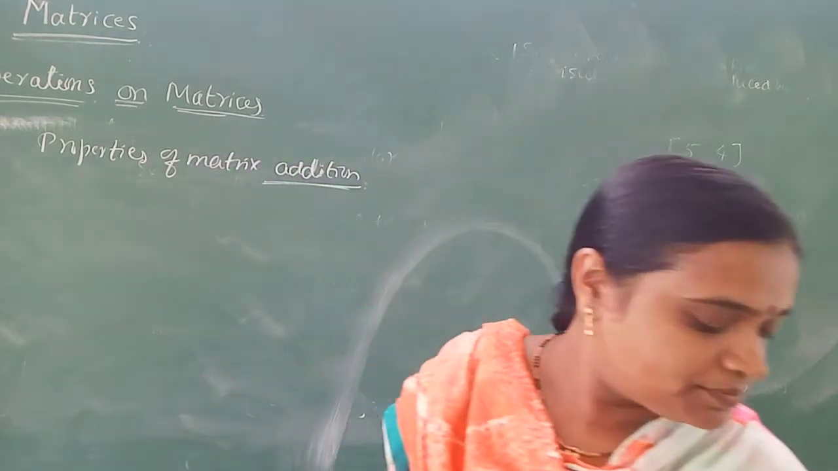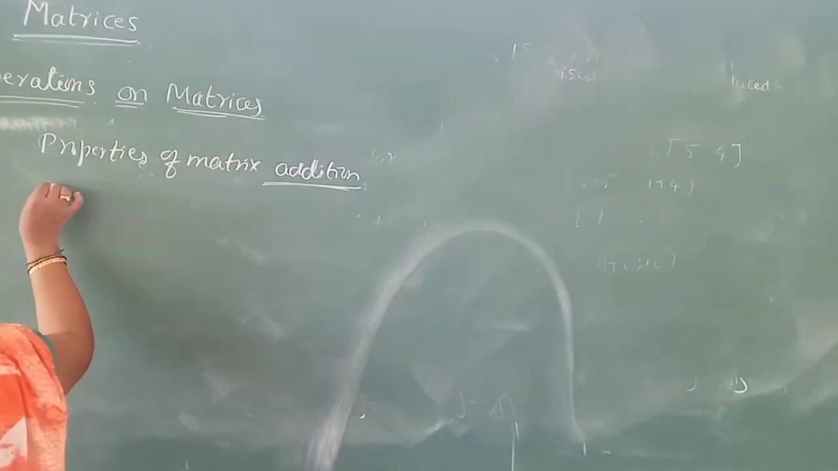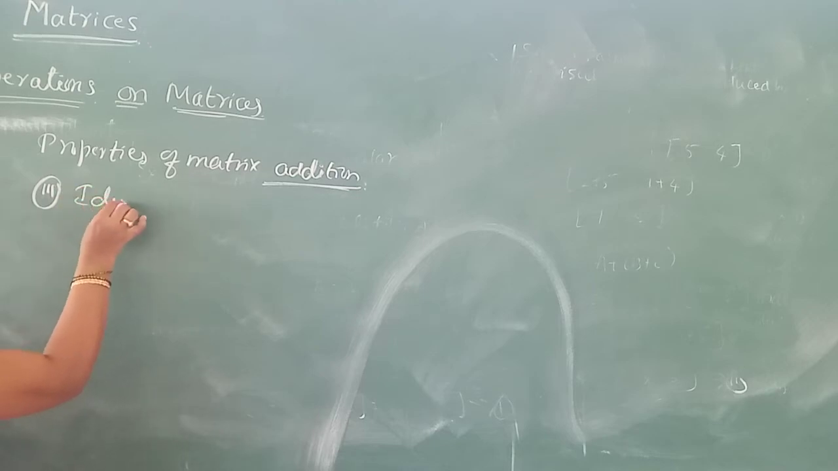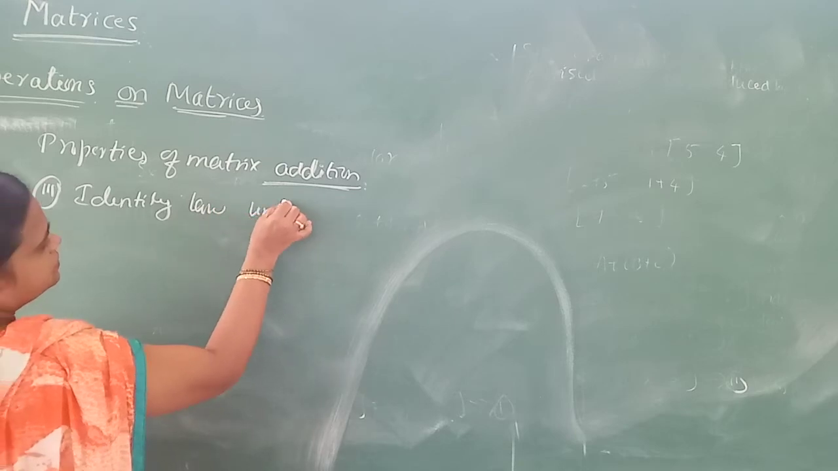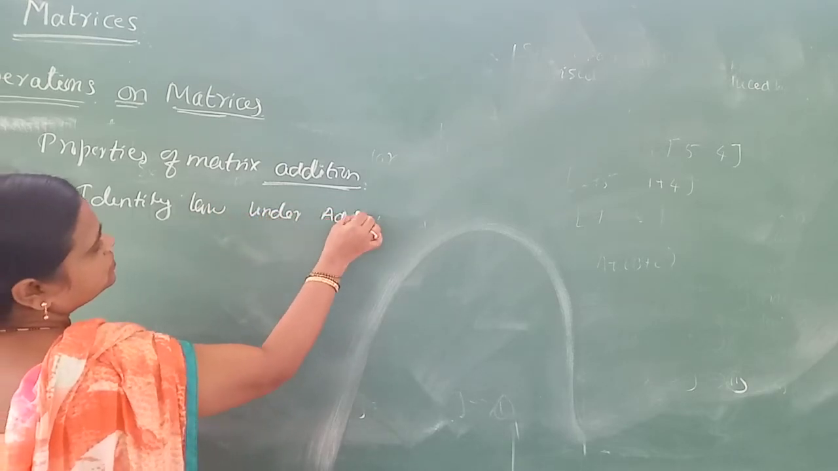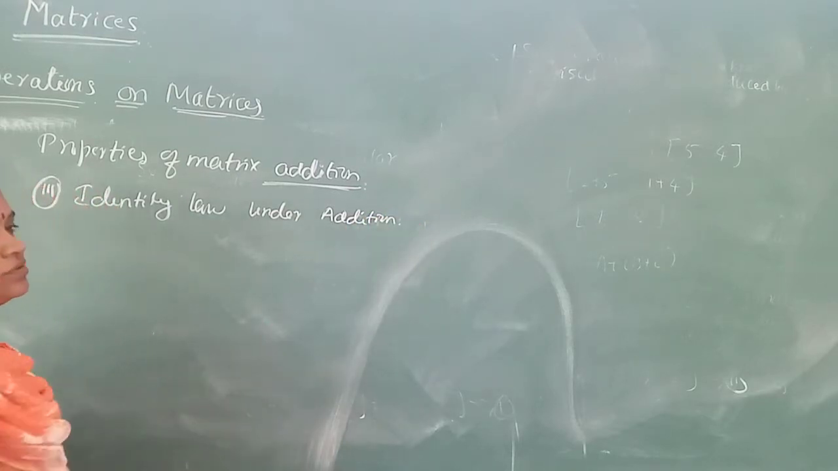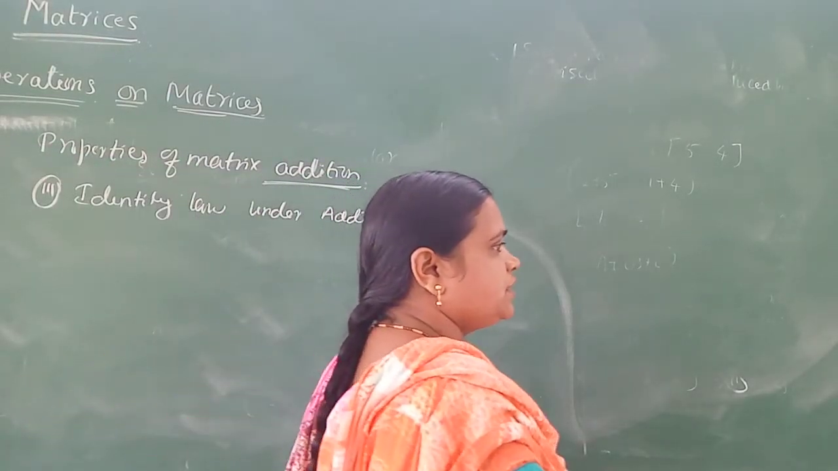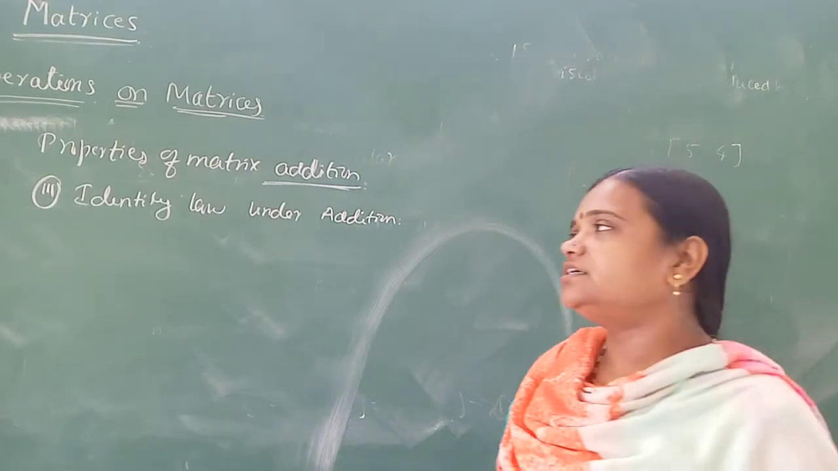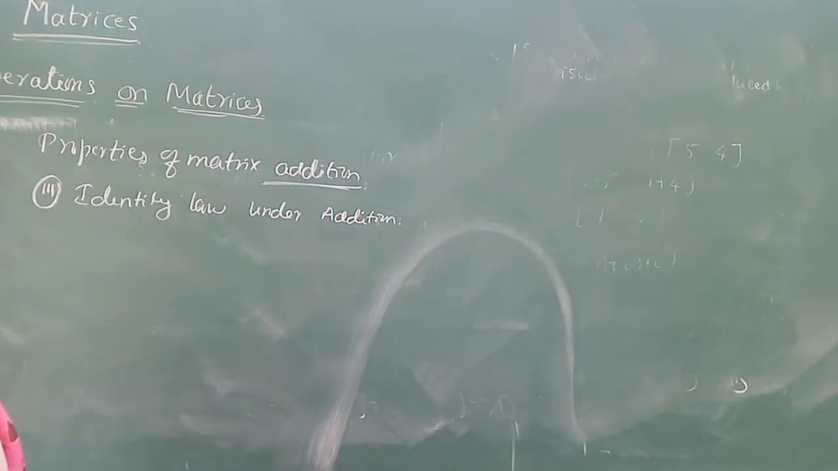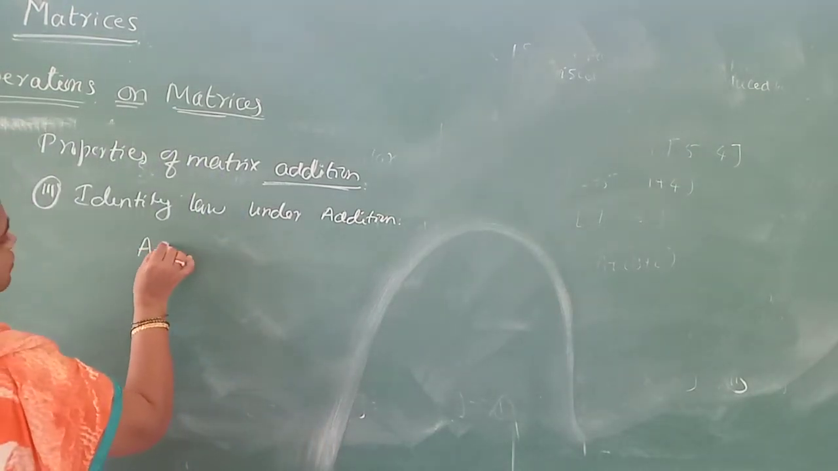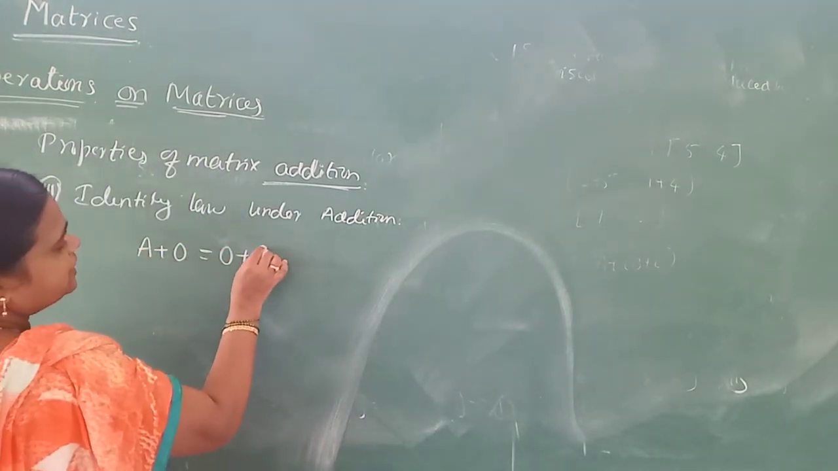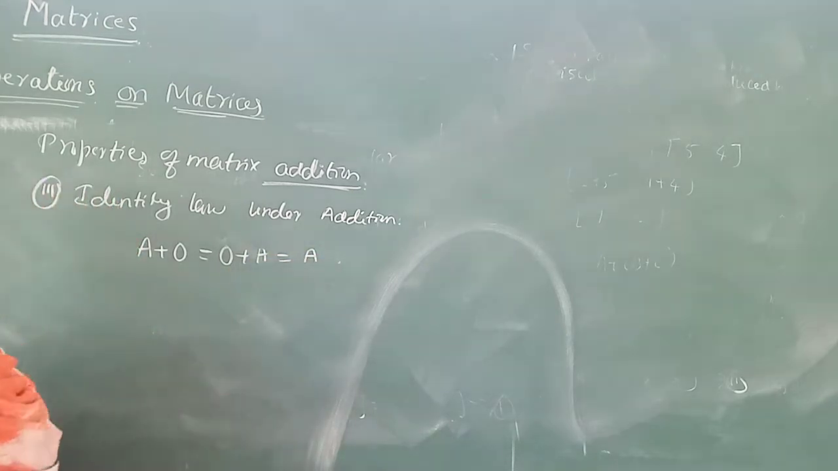Third, identity law under addition. As we know, in binary operation, under addition, the identity element is 0. If A is any matrix and 0 is another matrix, then we get the identity in the form A plus 0 is 0 plus A, and what we get is A.